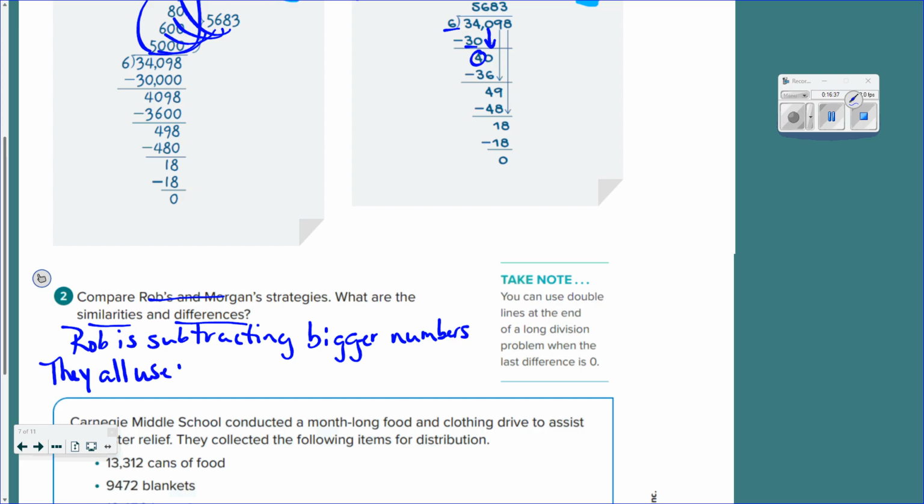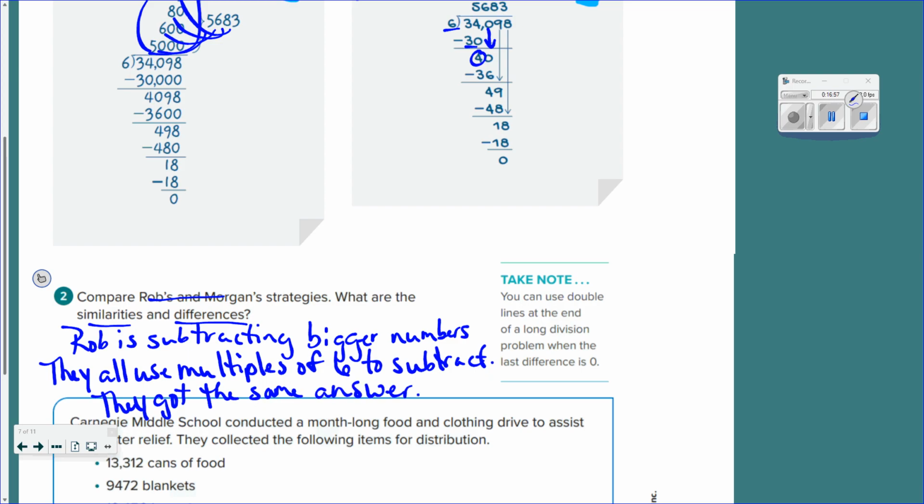Anything else? Did they get the same answer? I would say that's a big similarity, right? And that's one of our big keys. If I can consistently do it and get the same answer, is that mathematically viable? What do you think, Rain?